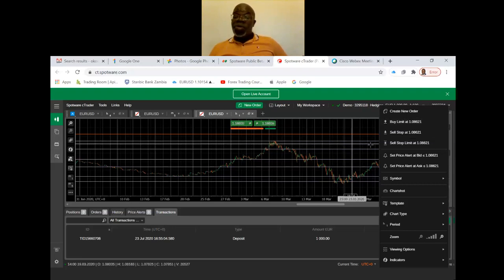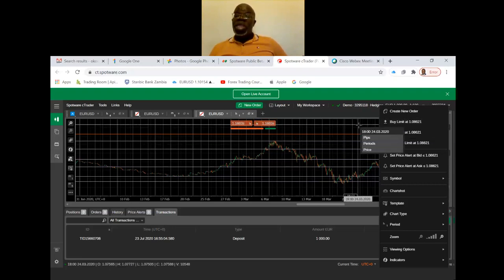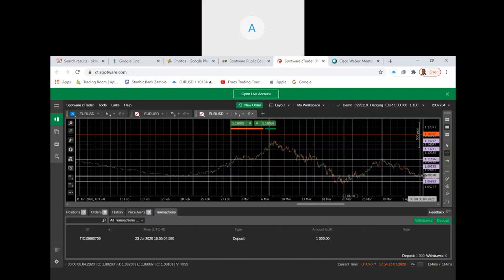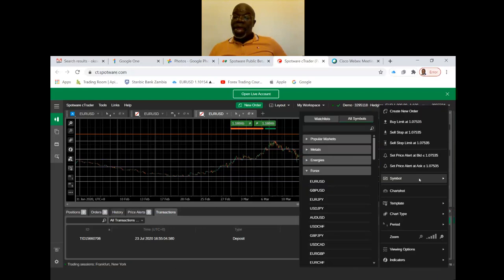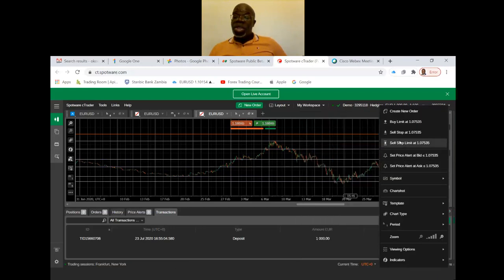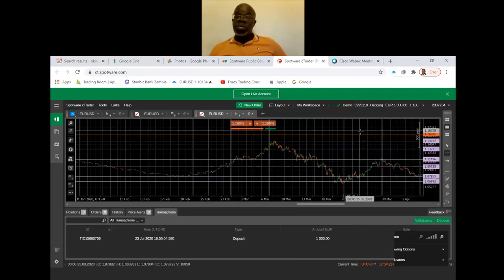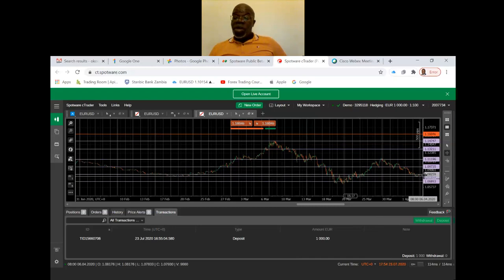But if you right click on your platform, you will see the options. Now, at the same time, if you think the market will go down, you also go down and do a right click and you set your trade. This time you do a sell stop. Okay, not sell limit, but sell stop. All right. So that is around the support zone.